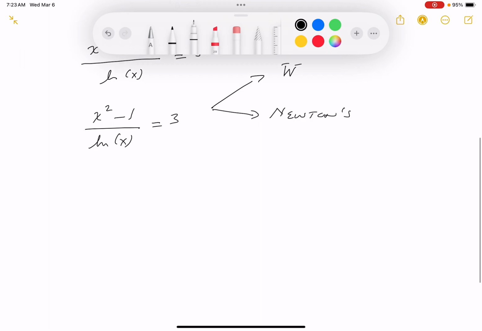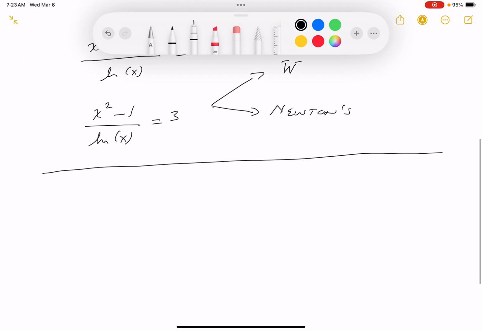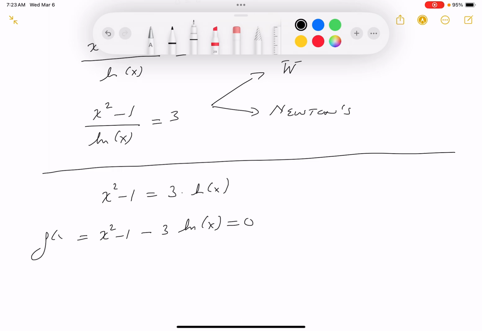Right? Now, if I were going to use Newton's method, the first thing I would do is I'd have to do some preliminaries. And to solve this equation, I need to get this thing equal to 0. The way I do that is just do x squared minus 1 equals 3 ln x. And then I want to solve that for 0, and that's going to be x squared minus 1 minus 3 ln x equals 0. I'm going to call this a function. All right, that's a function now.